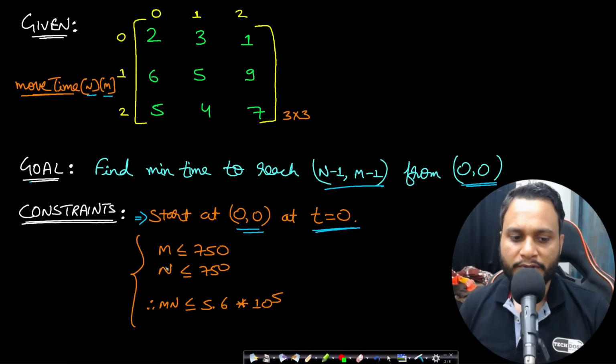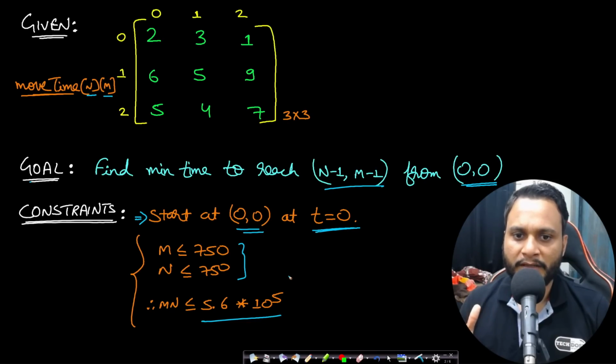Now the number of rows and columns at max are 750. So if you consider the size of the matrix, it can go to a maximum of 5.6 times 10 to the power of 5. So definitely an (mn) squared algorithm is not the way to go, right? It will exceed 10 to the power of 8. We should try something linear or something in logarithmic time, right? Like n log n time.